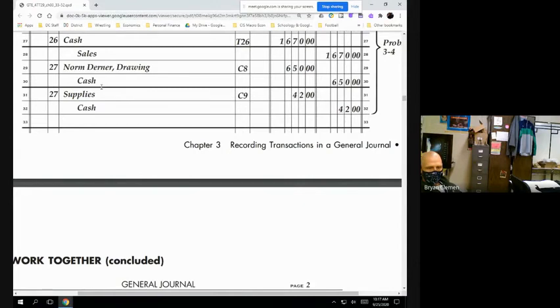Emily, will you take the 27th when you're ready? Paid cash to owner for personal use, $650, C8. Okay, and then what's the debit and credit for that one? Debit is owner's drawing, and credit is cash. So owner's drawing and cash, $650.